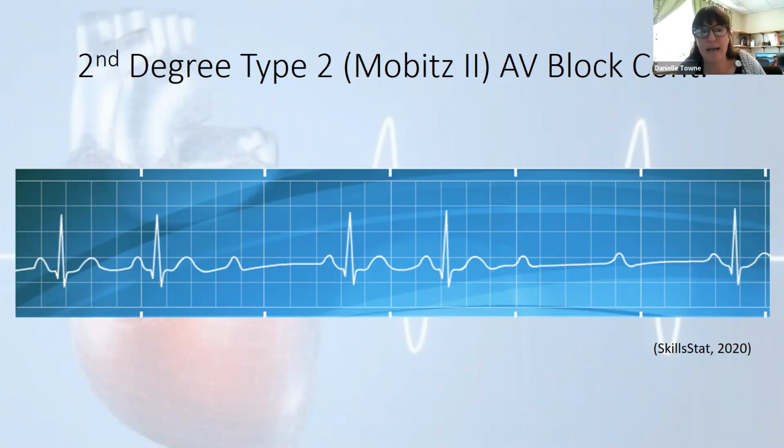Treatment for a second degree type 2 is based off the patient assessment. Can follow ACLS guidelines if needed. We can consider a pacemaker if the ventricular rate is too low and causing poor perfusion. So if you think about it, let's say you're dropping more than half of your beats, right? You may still have a little bit of atrial kick, but that is not going to get you where you need to go. You need to be having these full QRS complexes.